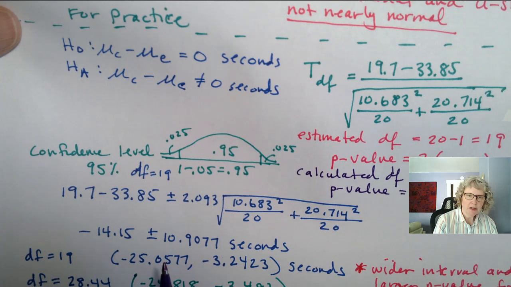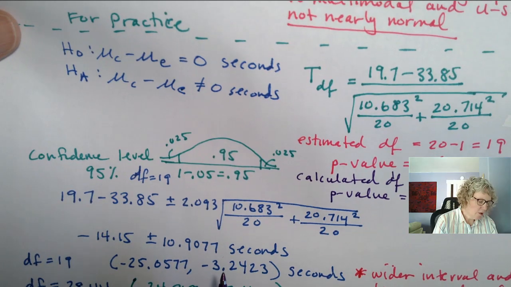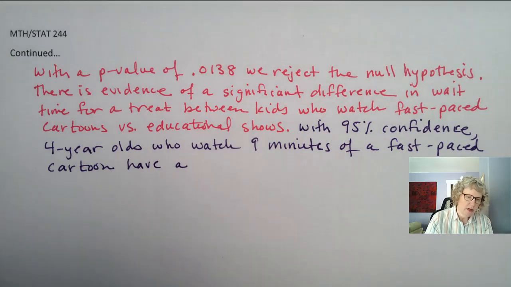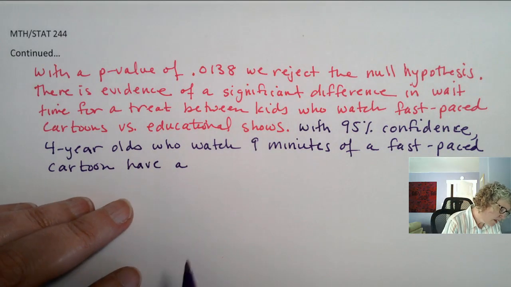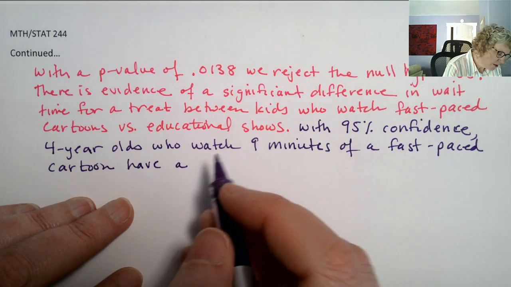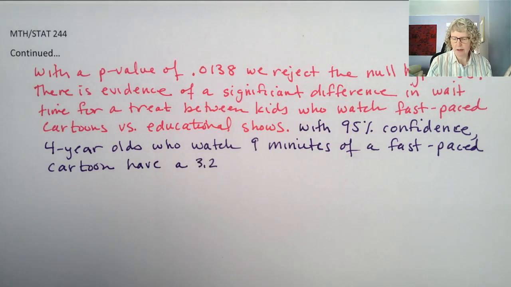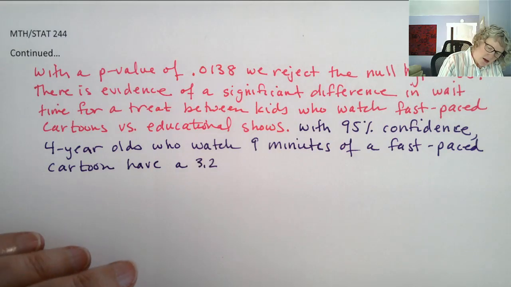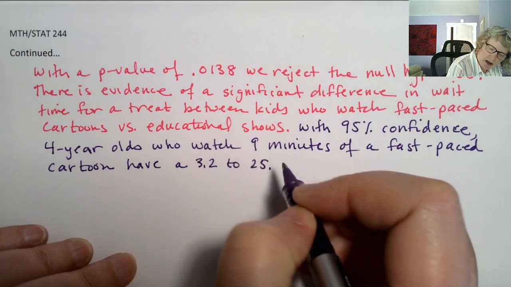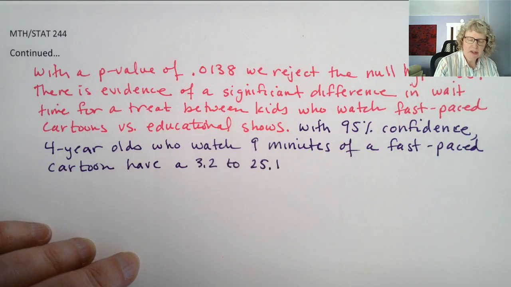But because it's negative, we know that the first group is shorter than the second one. So if it was positive, it'd be higher. If negative, it's shorter. So let's go ahead and write this out. Fast-paced cartoon have a 3 point, and now I'm going to cut it down to 3.2 because 3.2 for blah, blah, blah doesn't really help anybody. 3.2 to 25.1, rounding that off because it's 0.5. I'm just using the conservative one.